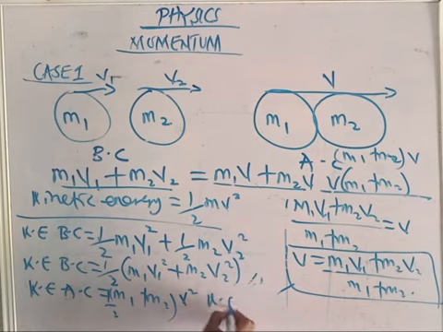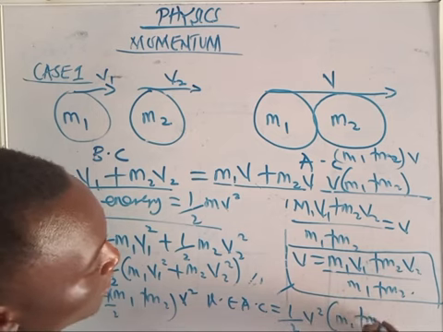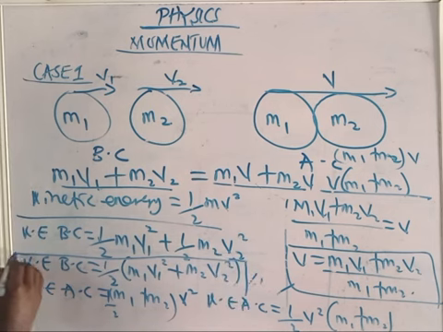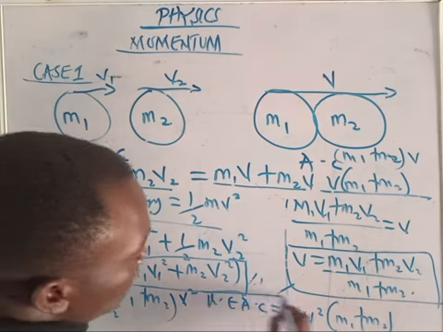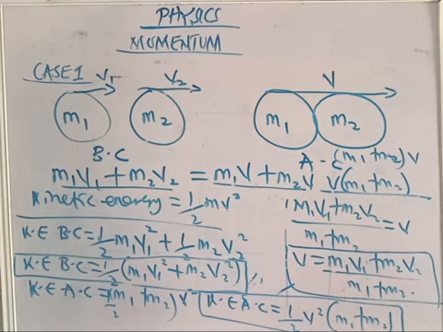Or we can have kinetic energy after collision equal to 1 over 2 V squared, open bracket, m1 plus m2. So this is the formula to use if you want to determine the kinetic energy before collision when two bodies are moving in the same direction. And this is the formula to use to determine the kinetic energy after collision when two bodies are moving in the same direction.